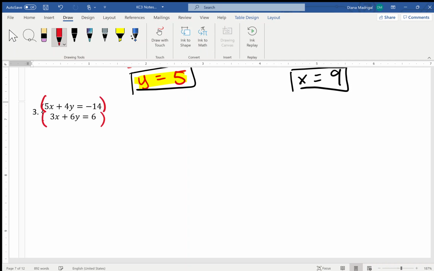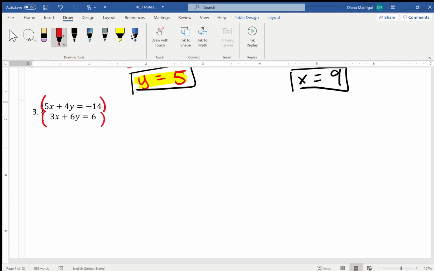But here's whatever you want, okay? You can change x or you can change y. It doesn't matter, okay? So let's do x for this one. Remember, we need the same number on top and the bottom. So that means I'm going to multiply 5 times 3. 5 times 3 gives me 15. That means I need a 15x on top, 15x on the bottom. Remember, one has to be negative, one has to be positive.